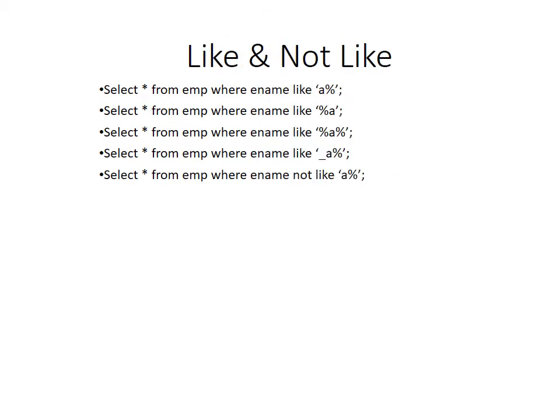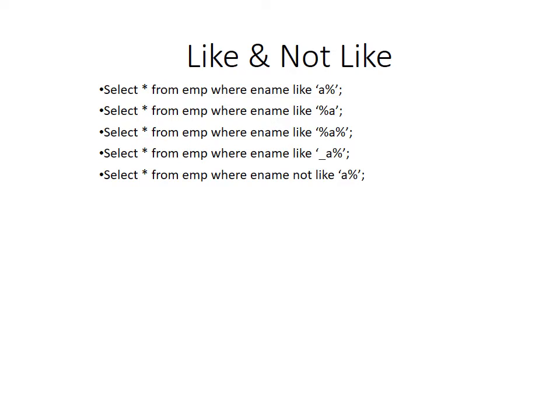Like and not like. For example, select star from EMP where ename like 'a%'. That means to display the entire data from the table EMP. But there is a condition. What's that condition? Ename, that employee name, should start with the letter A. After that, whatever be the characters, whatever be the letters, no problem. But the very first character should be A.